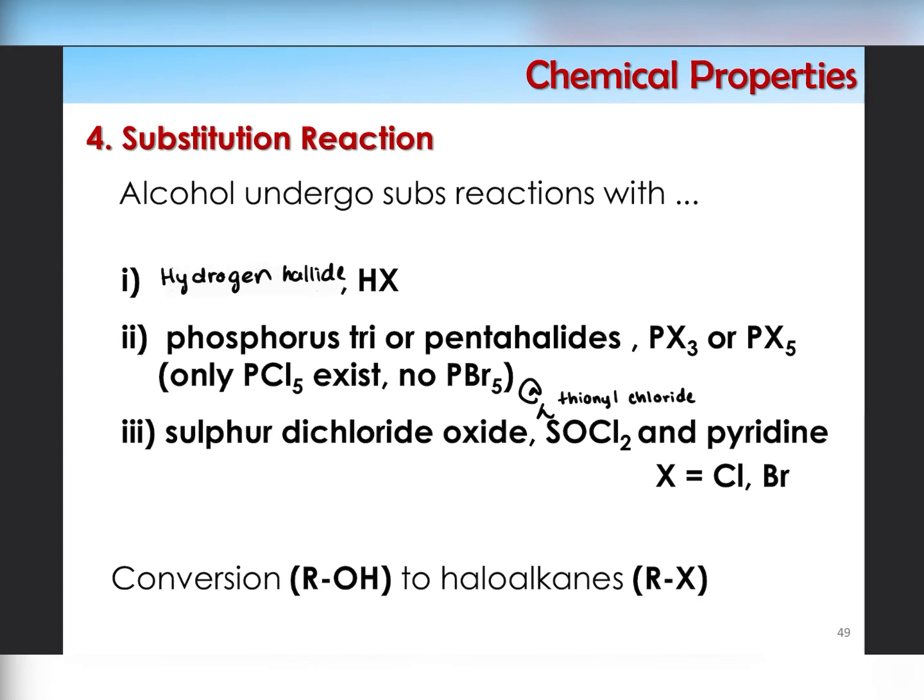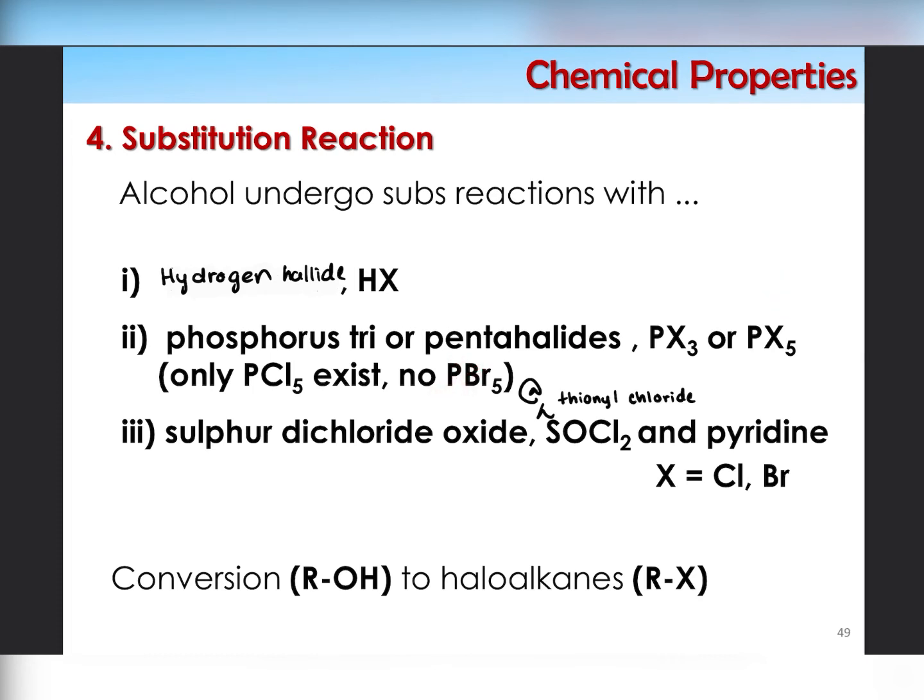Now kita tengok substitution reaction. So alcohol undergo substitution reaction with hydrogen halide. Okay, so contoh HCl, HBr, and dia boleh juga undergo substitution reaction with phosphorus trihalide ataupun pentahalide. Okay, so kalau trihalide boleh jadi PCl3, PBr3, okay, either one. Ataupun pentahalide boleh jadi PCl5, PBr5 tak wujud.